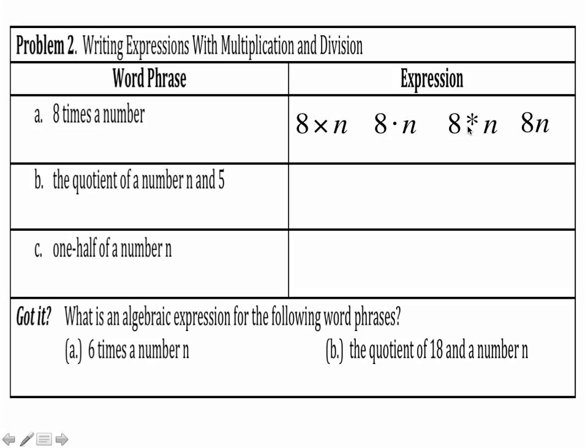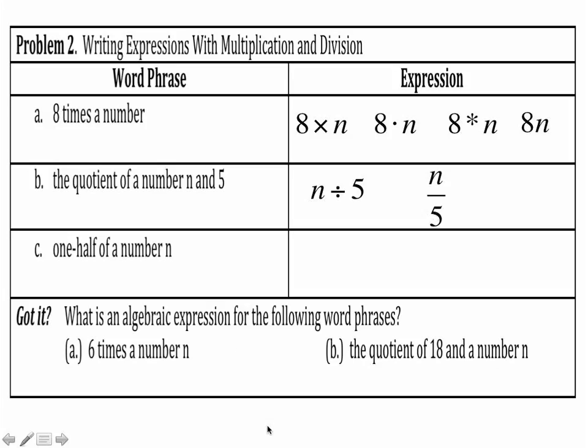All right, quotient is division, the quotient of a number and 5. So I'm going to divide n divided by 5. Probably even better is n over 5. Remember, this is a fraction. A fraction bar represents division, n divided by 5. The quotient of n and 5.